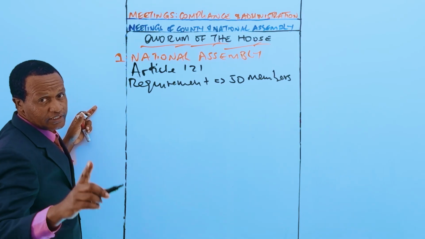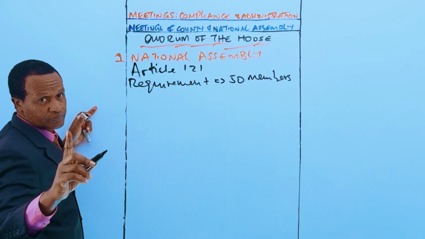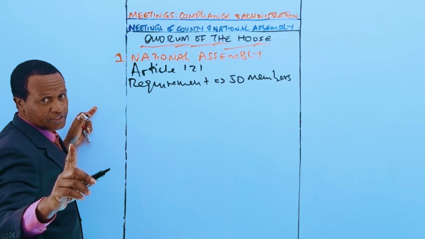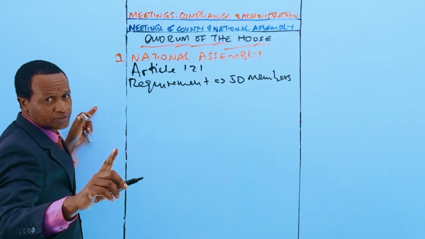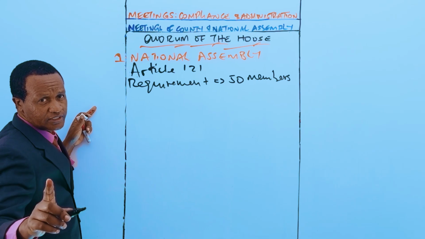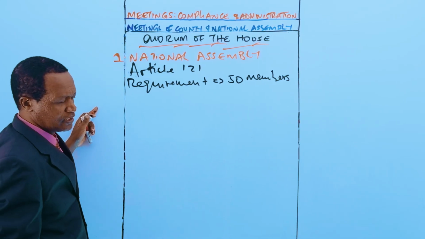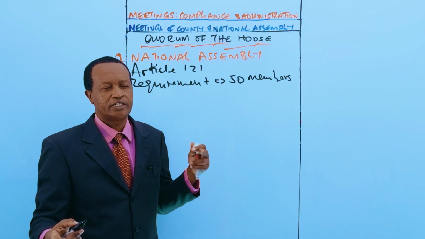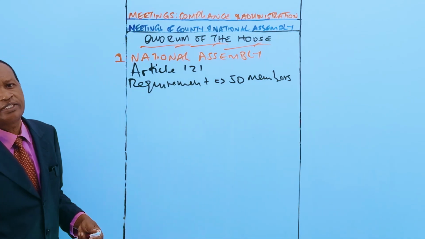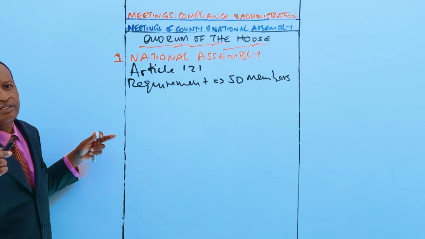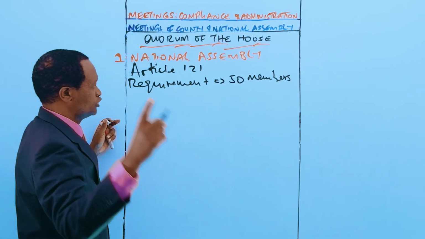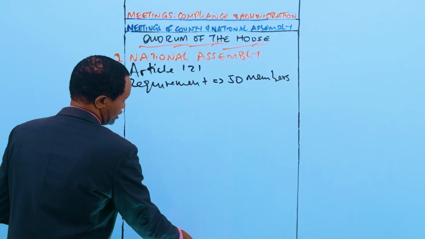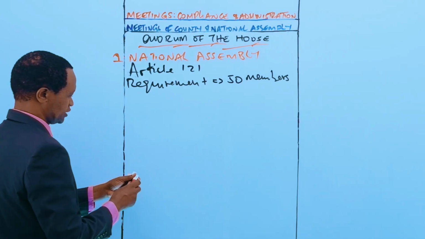Article 121. That is the quorum. For any business to be transacted, at least 50 members must be present in the House. And if a member objects that a quorum is not present, then the Speaker is required to count the House. And if the quorum after counting is not met, then the sitting must be adjourned. So that is the quorum for the National Assembly.